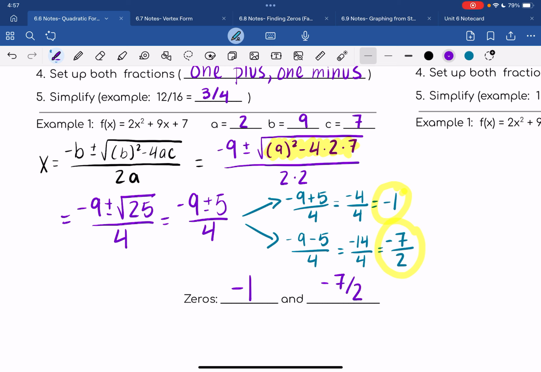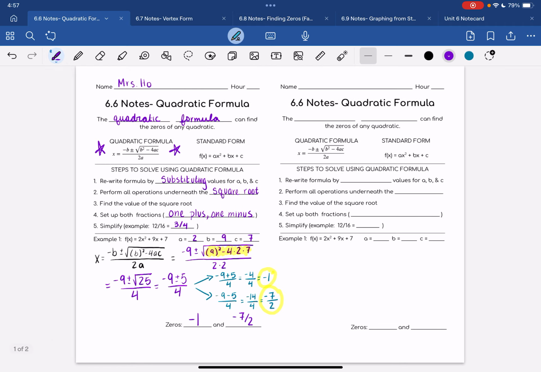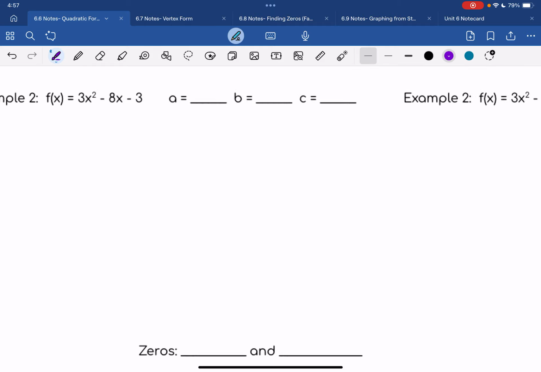So it's a lot of little steps, but if you do it piece by piece and you keep your work organized and you practice, I promise it'll get easier. We're going to do one more together, and then you guys can get started on your assignment and get help as you go.